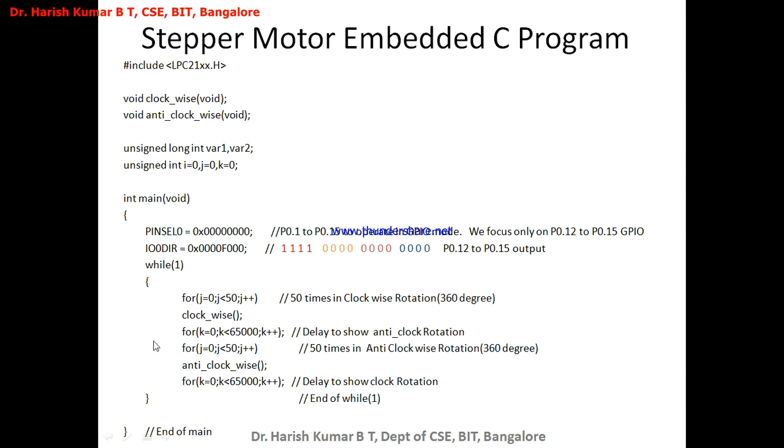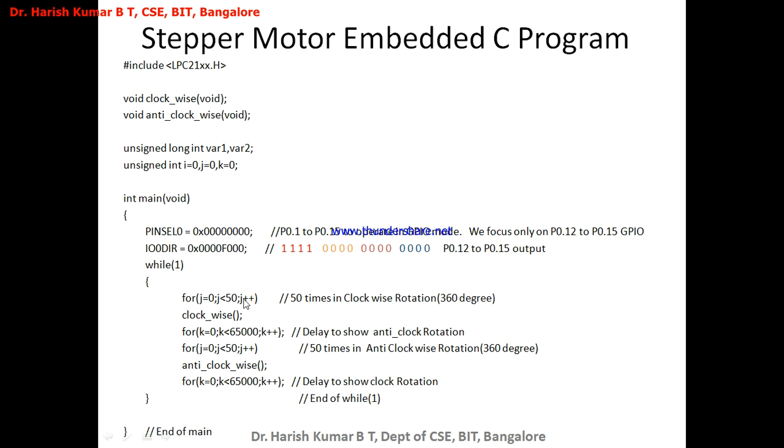And next, again as usual, as you understood in the previous interfacing and controlling of the DC motor, there was a while loop, an infinite while loop. Here also I have an infinite while loop. So while 1 is an infinite while loop. Now I am running a for loop for j equal to 0, j less than 50, j plus plus. Now 50 times in clockwise rotation, 360 degrees.